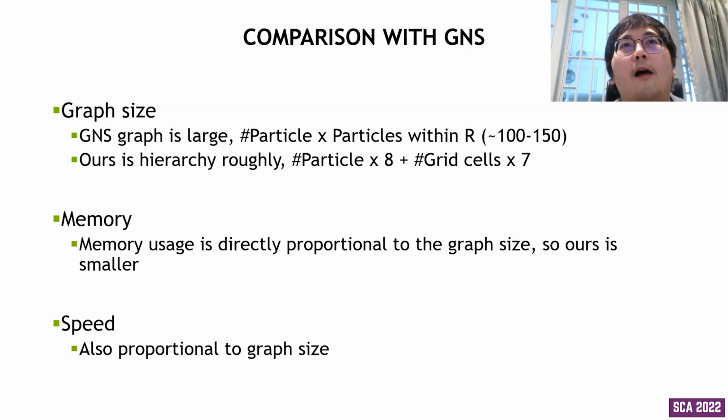Now we compare our method with GNS. In terms of graph size, the GNS graph is large. It basically has the number of particles multiplied by the number of particles within the radius, which is 100 to 150. In our work, it's 8 times the number of particles plus 7 times the number of grid cells, which is significantly smaller. The memory usage is proportional to the graph size, so ours is much smaller. And the speed is also proportional to graph size.